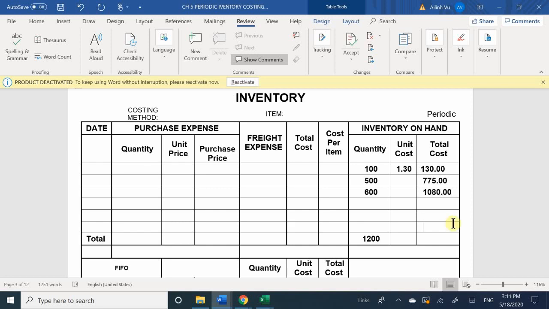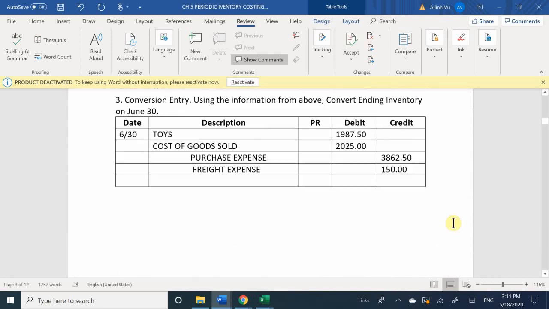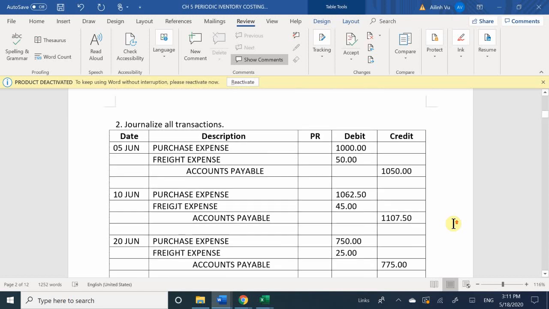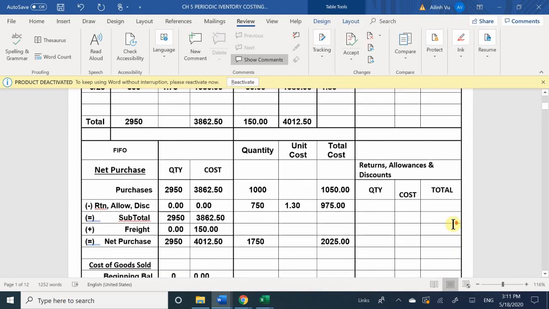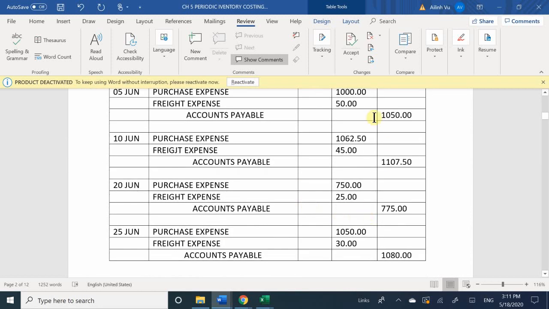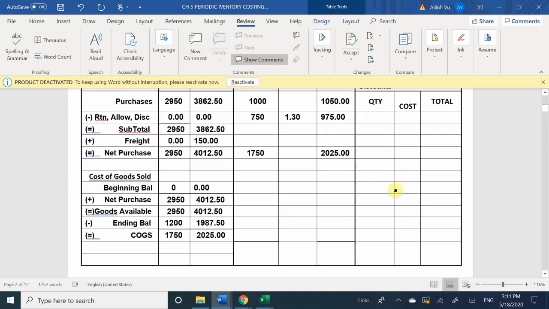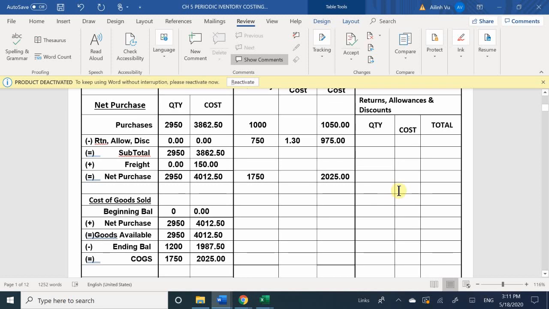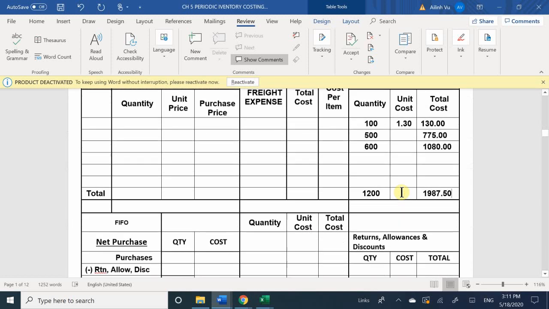So how much was our inventory? $19,87.50. Yeah. Ooh, I did not get that. Let's see. $19,87.50. Okay, so this is going to be due to our rounding errors here. And $130. So how much did we solve for the $750? We solved that it was $9,750. Okay, that's fine.